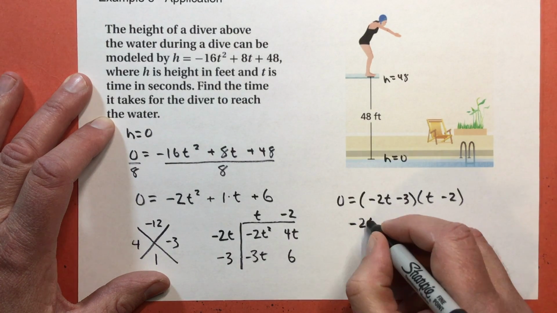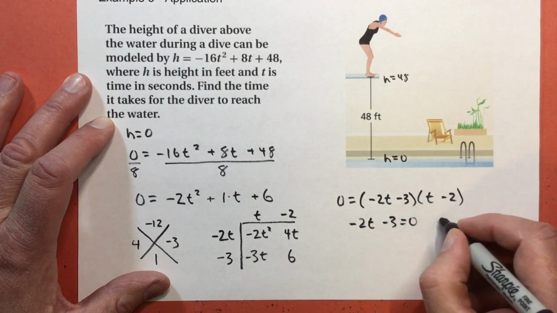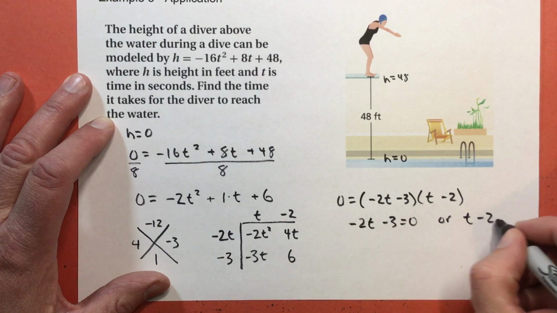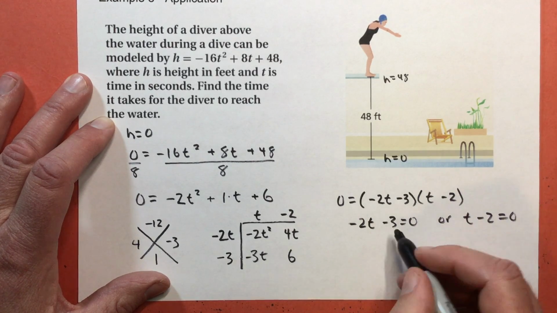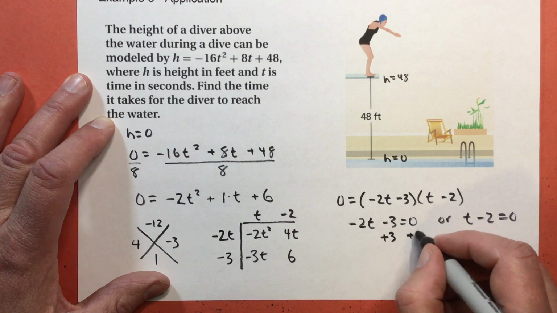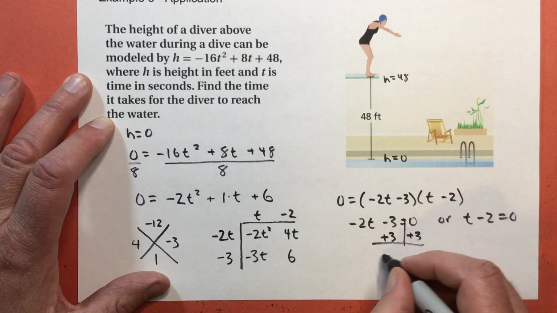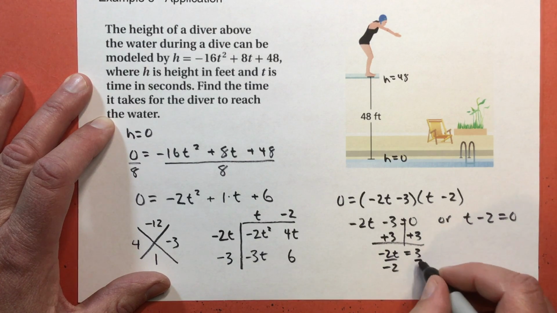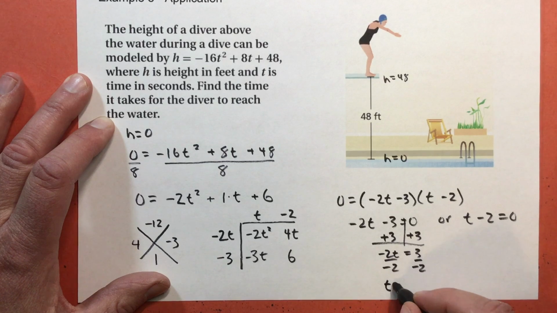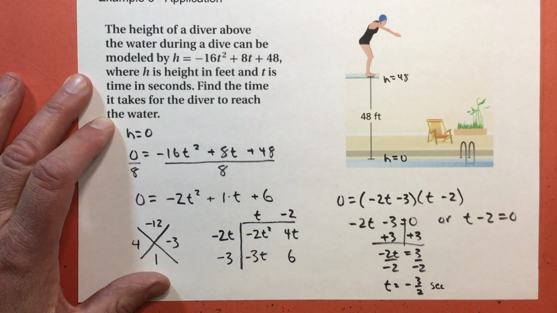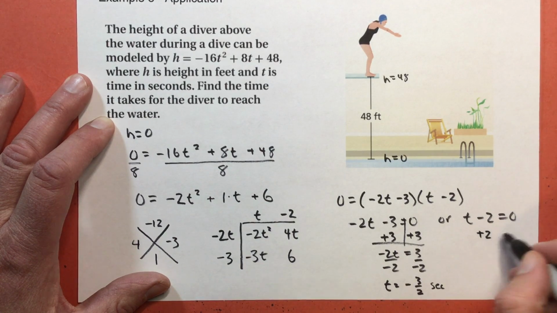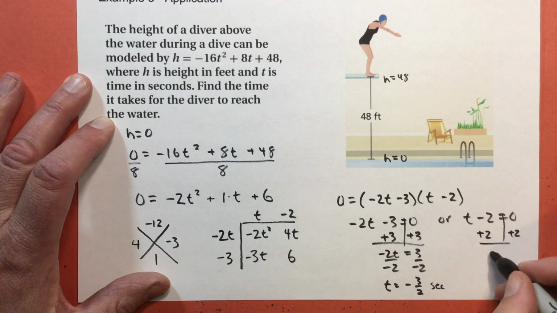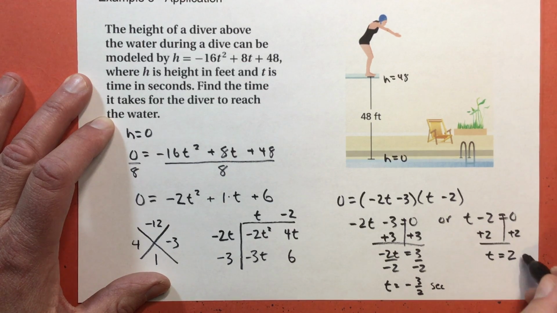So negative 2t subtract 3 equals 0, or t subtract 2 equals 0. I'm going to add 3 to both sides. I get negative 2t equals 3. Divide by negative 2, and t equals negative 3 halves. And of course that's time in seconds. Over here I'm going to add 2 to both sides. I'm going to get t equals 2 seconds.